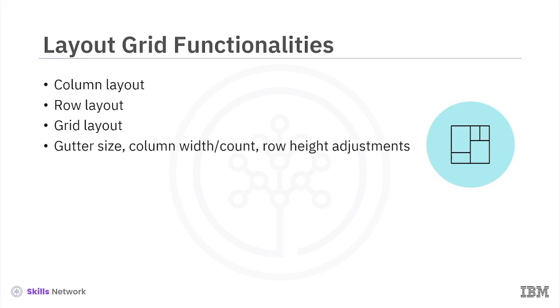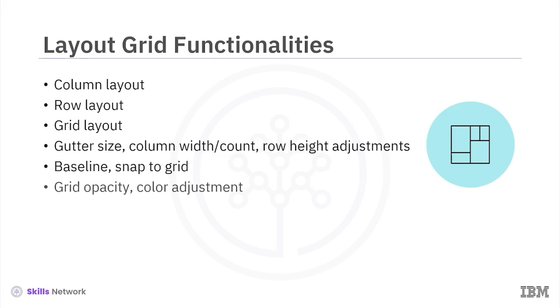Column width adjustment allows you to adjust the width of each column. Column count adjustment is to adjust the number of columns in a grid. Row height adjustment allows you to adjust the height of each row. Baseline grid, snap to grid, grid opacity or color adjustment, responsive layout, and breakpoint adjustment are some of the other types of layout tools available in Figma.